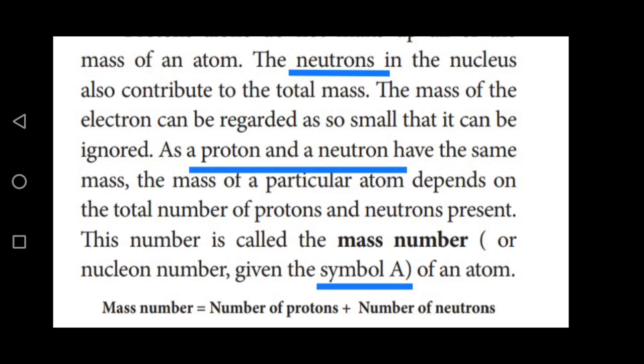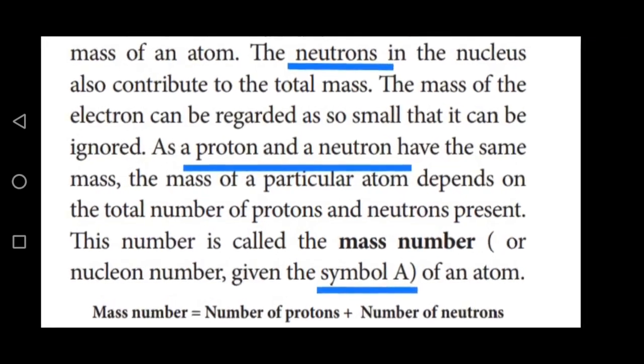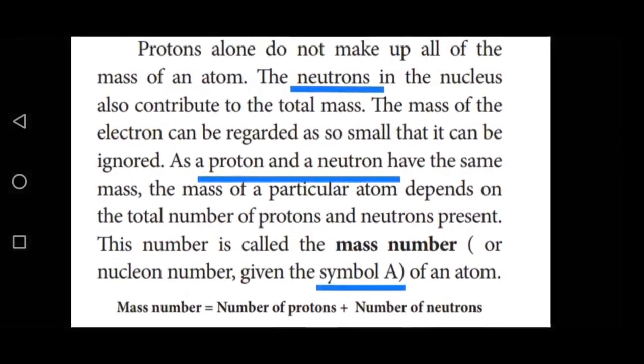The collection of protons and neutrons is otherwise called nucleons. Protons and neutrons are collectively called nucleons. This is mass number.